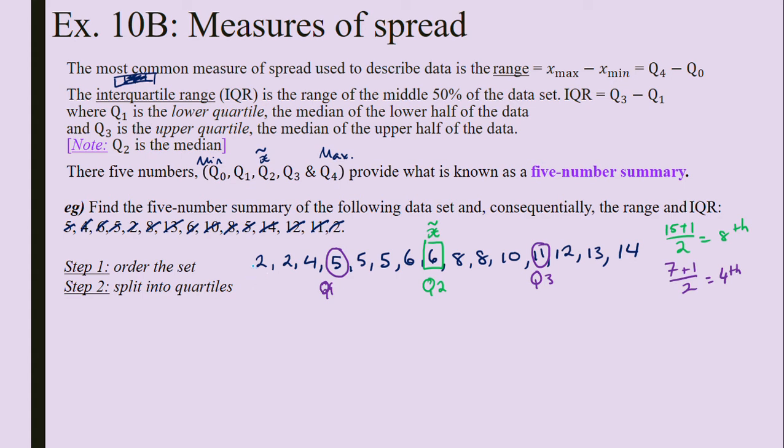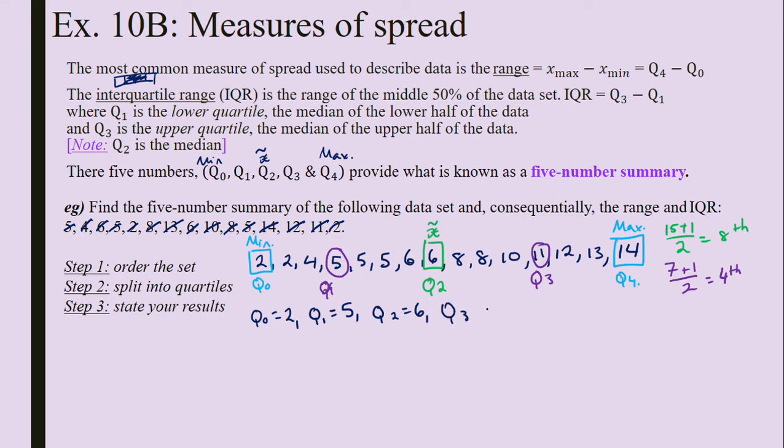And then finally, we can really quickly and easily identify our minimum, Q0, which in future will not be called Q0, it will only be referred to as the minimum, and the maximum, okay, which for the sake of today is going to be called Q4. We're now going to state our results. So we write Q0 equals 2, Q1 equals 5, Q2 equals 6, Q3 equals 11, and Q4 equals 14. Okay, so there we have our 5-number summary.